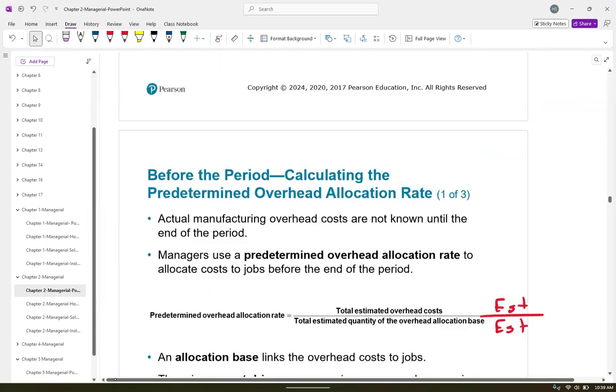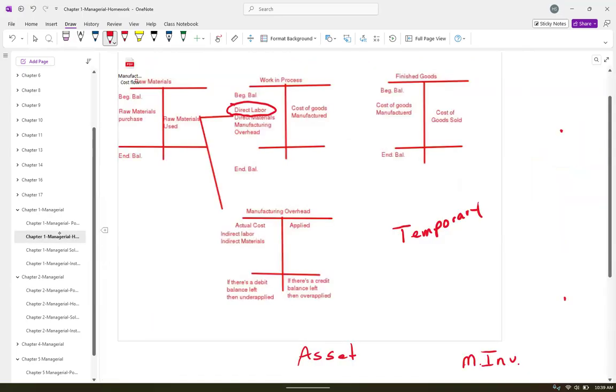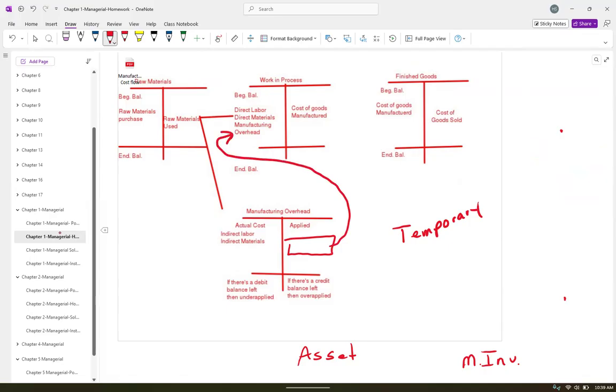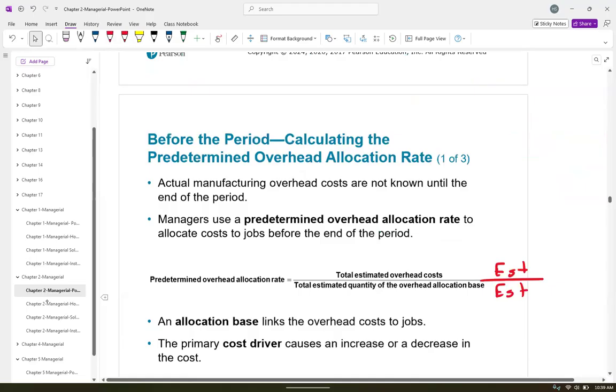And when we apply it, that goes from that credit side of manufacturing overhead, come back over here, comes right here. That's where that predetermined rate comes in, and then it gets applied to the manufacturing overhead. Okay, I know it's probably clear as mud. Just hang with me for a little while.